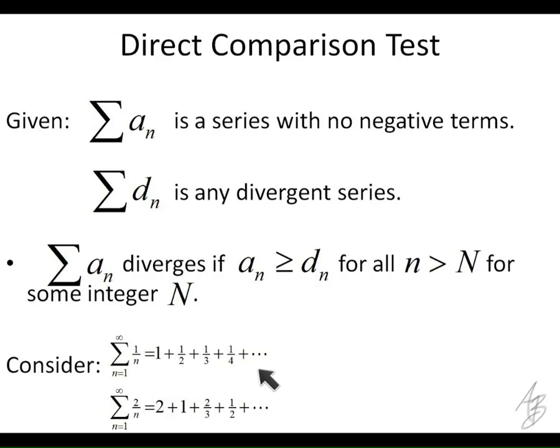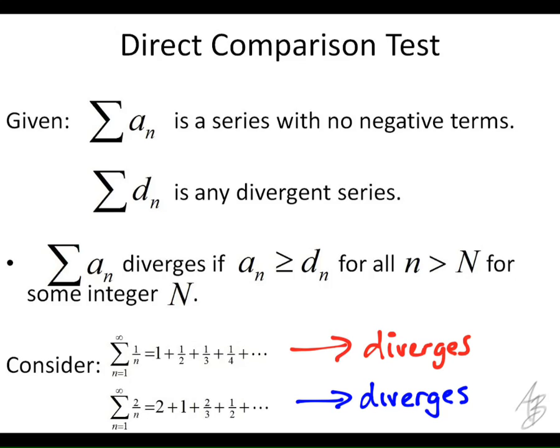This series right here, we saw this earlier. This is the harmonic series. This series we know diverges. And this series right here, term by term, is bigger. So what does that mean about this one? It also has to diverge. So since we have a series that we know diverges, and another series that we know is bigger, term by term, then we know that series also has to diverge.